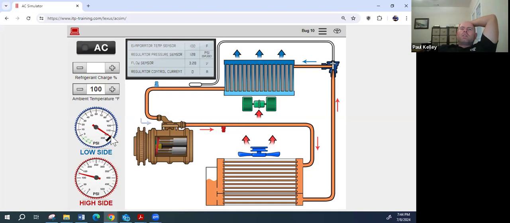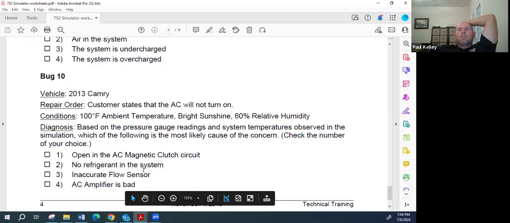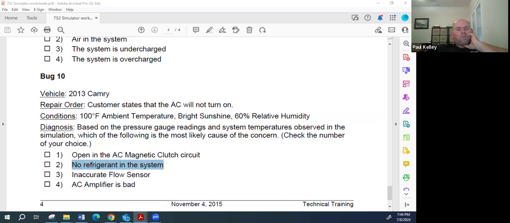Already checking the static, you know, there's a clue there. Looks like it's 100, it's 20. I'd say, can we eliminate anything on 10? What do you think about number 2? Can we eliminate number 2? Anybody think they know? Yeah, definitely. If there's no refrigerant in the system, you're gonna have like a 0 static pressure. All right, cool. So that one's out.